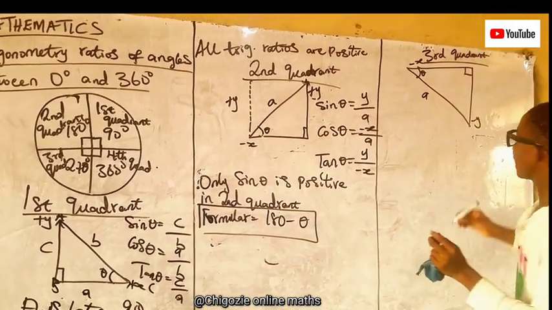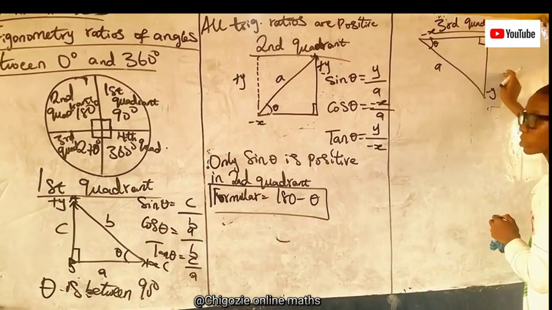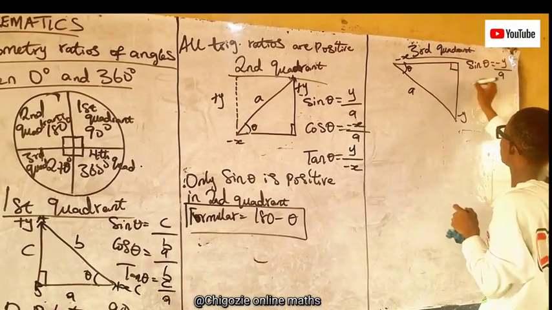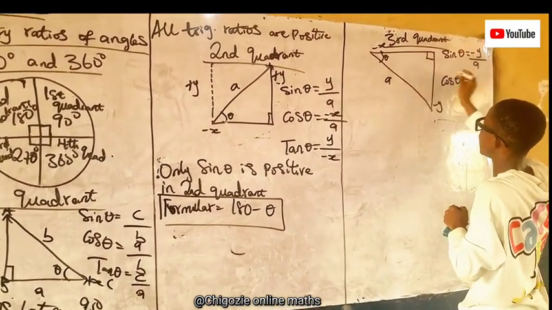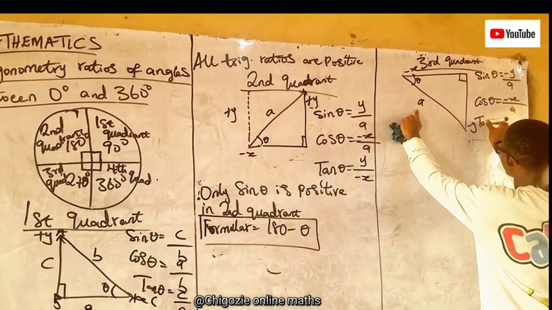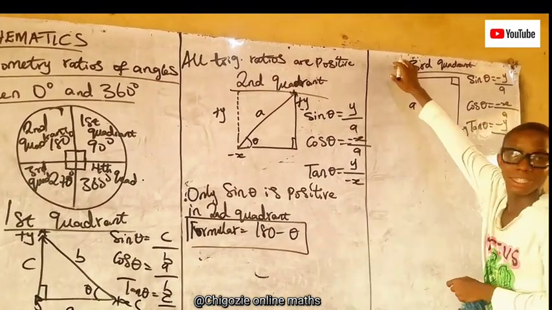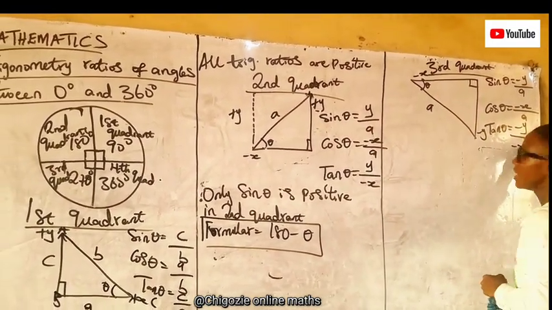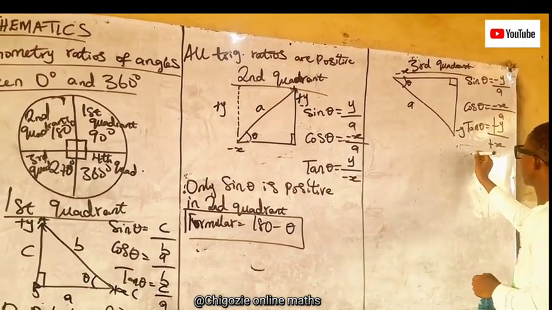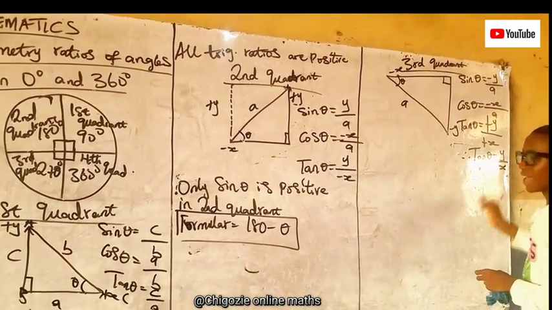Now let's solve. Sin theta will be equal to opposite, which is minus y, over hypotenuse, which is a. Cos theta will be equal to adjacent, which is minus x, over hypotenuse, which is a. And tan theta will be equal to opposite, which is minus y, over adjacent, which is minus x. Now minus cancels minus, we have plus.